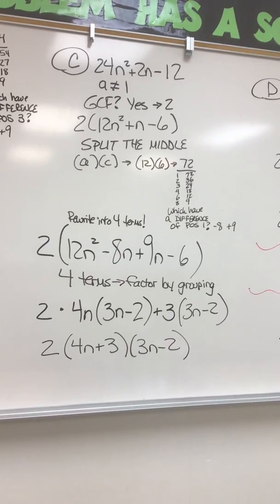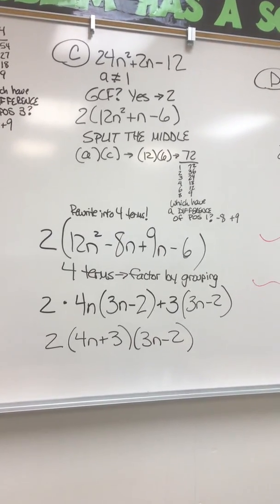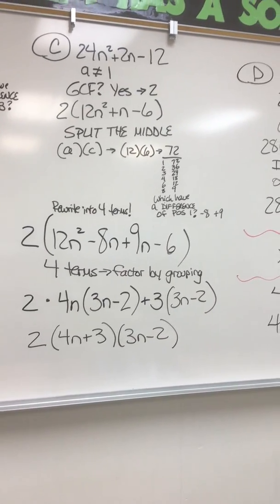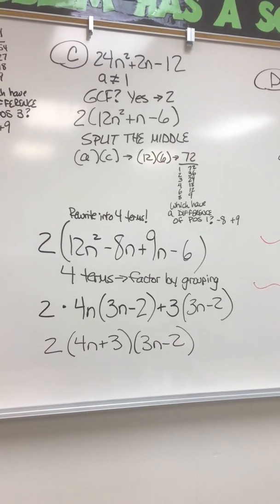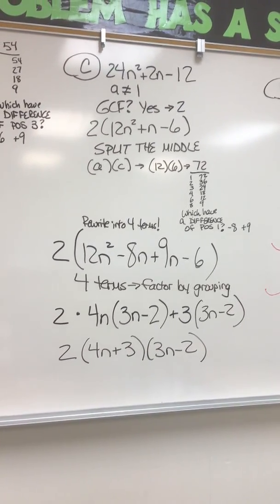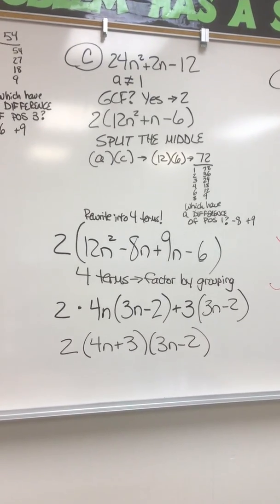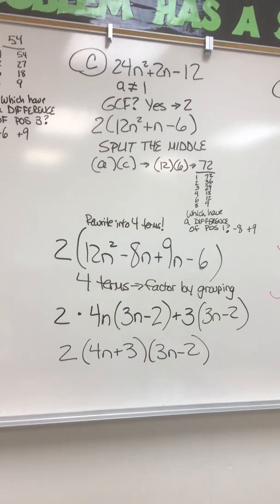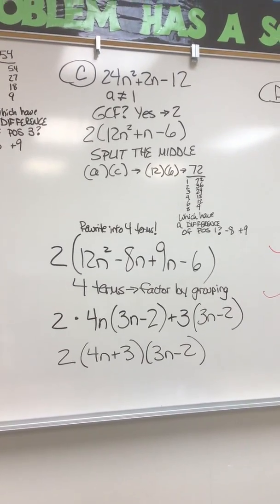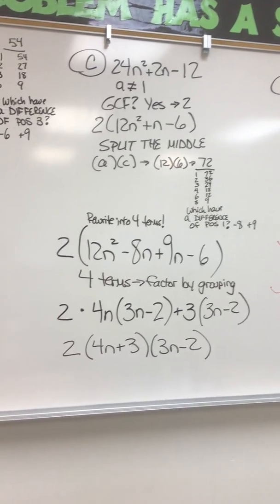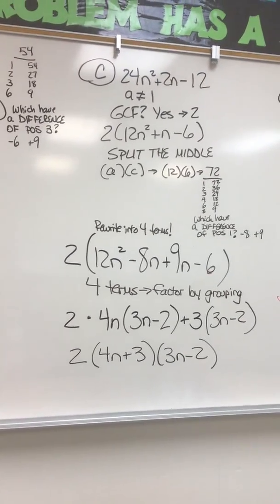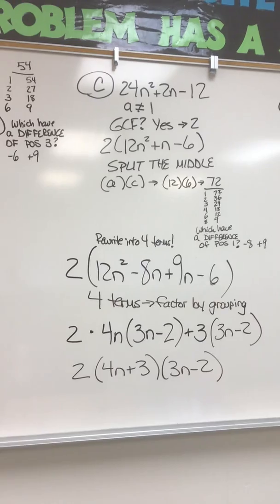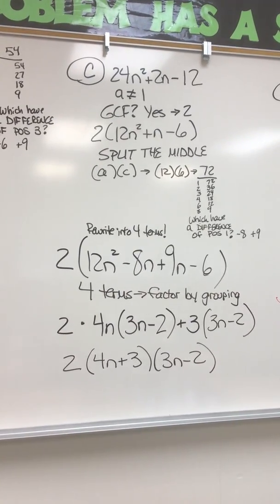So 12n squared minus 8n, I'm going to take out a 4 and an n, and I'm left with 3n minus 2. I rewrite that 3n minus 2 on the right side, and I say, how did I get from 9n down to 3n? I factored out a 3, and I check to make sure it works for the next one. Negative 6 divided by positive 3 does give me a negative 2. So my factors work, and I rewrite my answer. There's my 2 out there at the beginning, and my first binomial is 5n plus 3. My second binomial is 3n minus 2. Done.